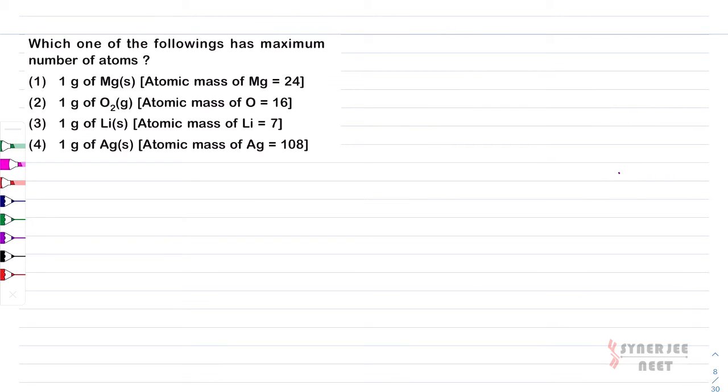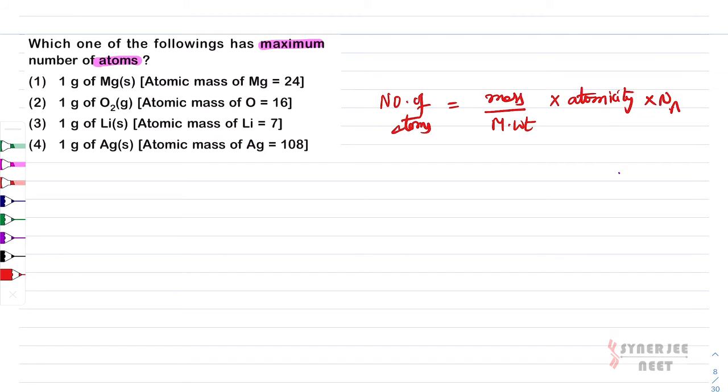Which of the following has the maximum number of atoms? How to calculate the number of atoms? The number of atoms in a species can be calculated as the mass of the species divided by the molecular weight or atomic weight, multiplied by atomicity, into Avogadro number. See what we are doing.